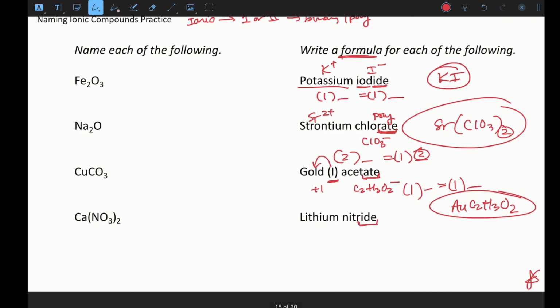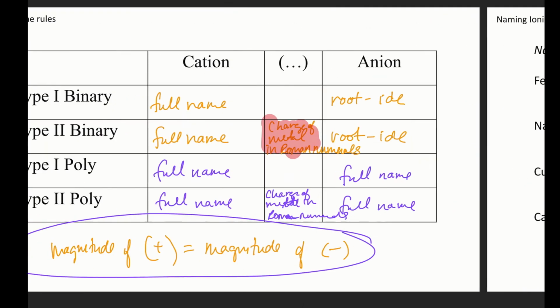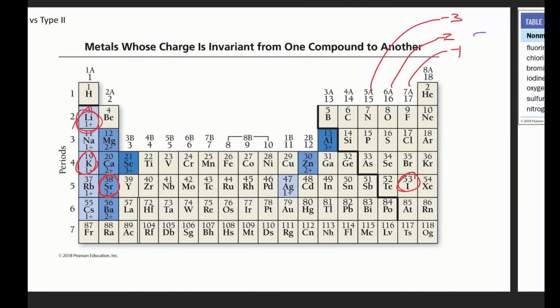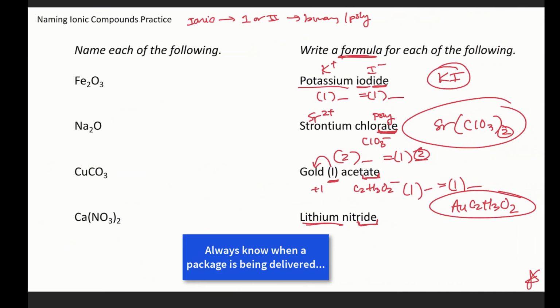Lithium nitride. So we have that. We have lithium. If we go look at our periodic table, right? Lithium is right here. So definitely we have a metal, group 1.